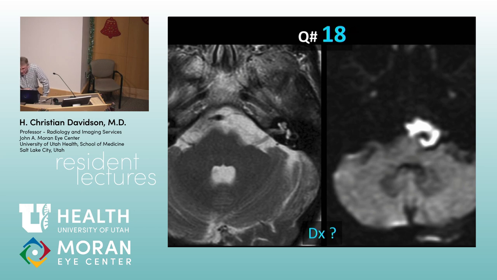If it were a schwannoma, it would enhance. Now, schwannomas can have bright signal, but they tend to be darker than CSF. This thing is bright, bright, bright, and there's zero enhancement. On a CT, it might be invisible also. It's the diffusion that gives this away. This is an epidermoid tumor.